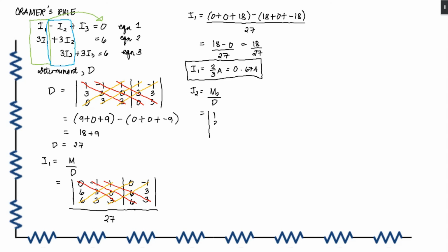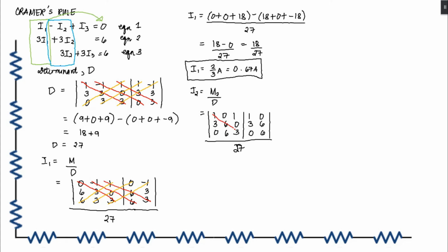So, 1, 3, 0. Tapos yung second column natin, i-replace natin ng mga values na nasa right-hand side of the equation. So, 0, 6, 6. Then, copy na yung nasa third column. 1, 0, 3. Then, i-close siya natin ng isang bar. Then, copy lang yung first at saka second column. So, 1, 3, 0. Then, 0, 6, 6. Then, close natin siya ng bar. I-divide lang natin siya sa ating determinant na 27.